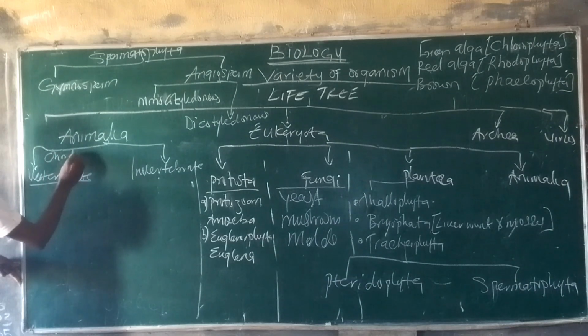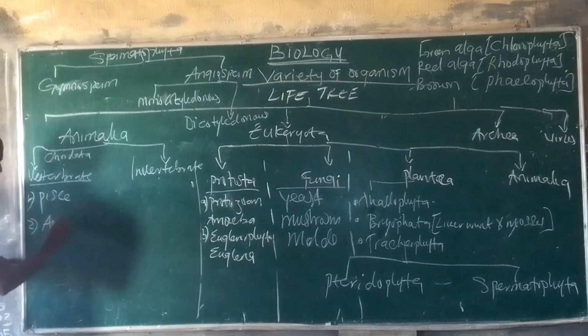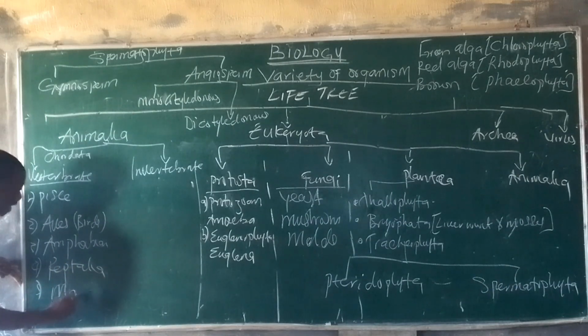Alright, now this vertebrate is also called the chordata. Under this chordata, we have the pisces, we have the aves, or the birds, we have the amphibia, we have the reptilia, we have the mammalia.